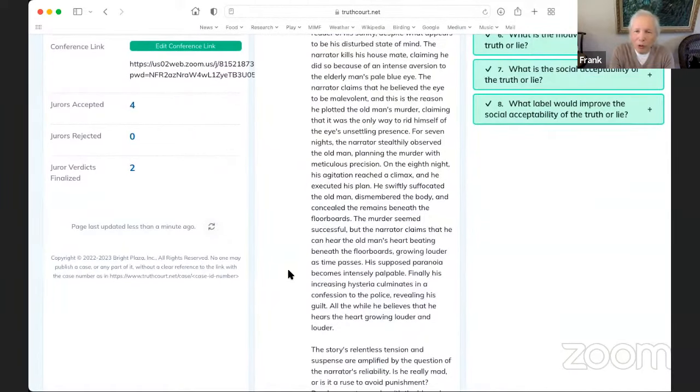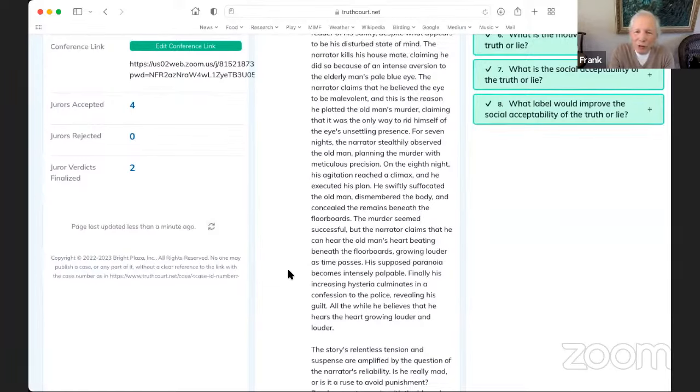The story then goes on to explain how for 7 nights, the narrator sneaks into the old man's room, observing him as he sleeps, planning the murder. On the 8th night, his agitation reaches a climax, and the narrator then executes his plan. He suffocates the old man, dismembers the body and conceals the remains beneath the floorboards. Seemed like a perfect crime successfully executed.